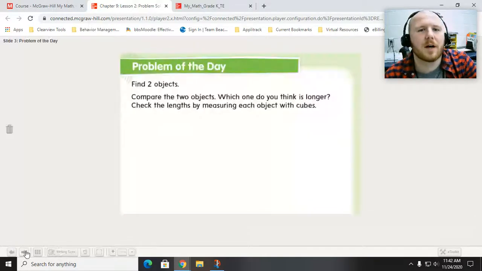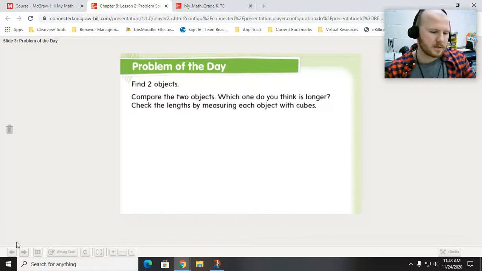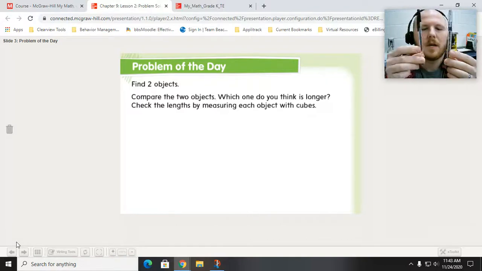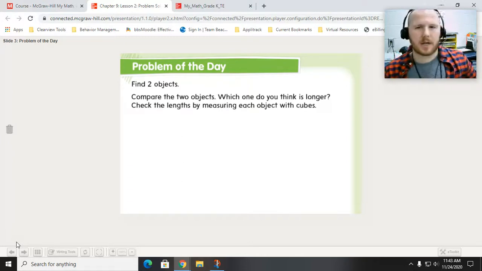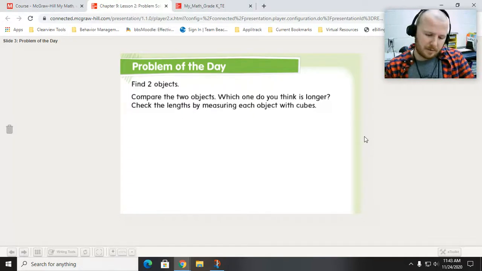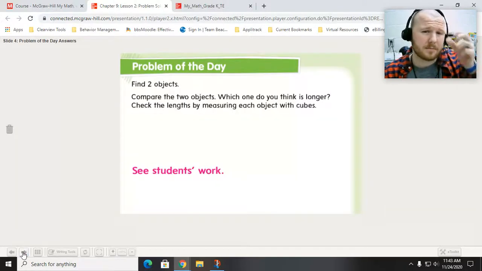Let's find out. You can find two objects and compare them. Which one do you think is longer? Check the measurements. Look, I have two pens. When I put them right next to each other, it looks like my purple one is taller and my black one is shorter. Interesting. It says you can measure them by cubes. Now, obviously, you might not have cubes lying around, but maybe you have coins, so you can put down pennies and say this one is this many pennies and this one is this many pennies. So take that into consideration.